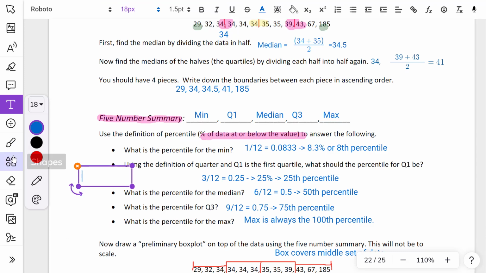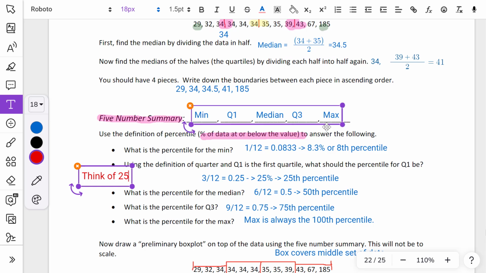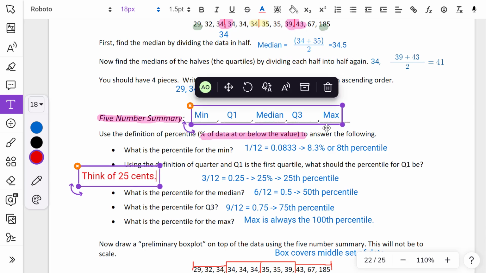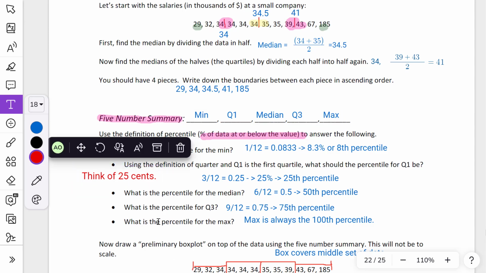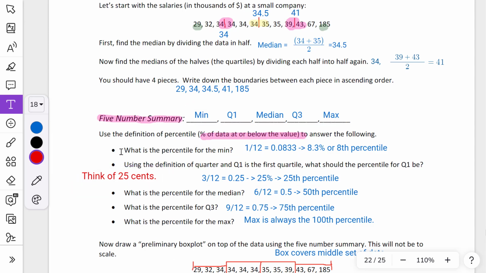Let me do a little side note. Think of 25 cents. Oops, let me do a symbol. Is there a penny symbol? I'll just write cents, right? That's a quarter, and it's a quarter of a dollar. All right, so that kind of helps you think quarter. So let me highlight that right there.